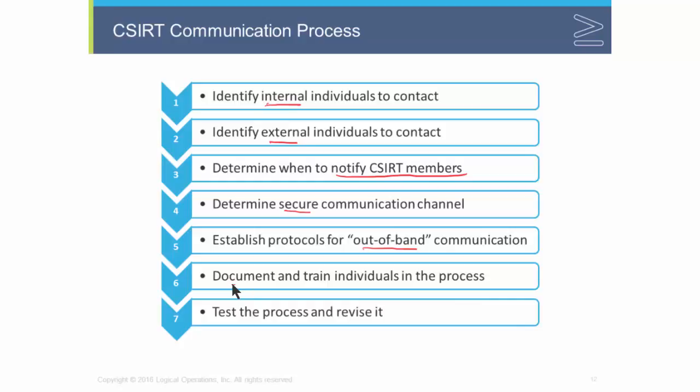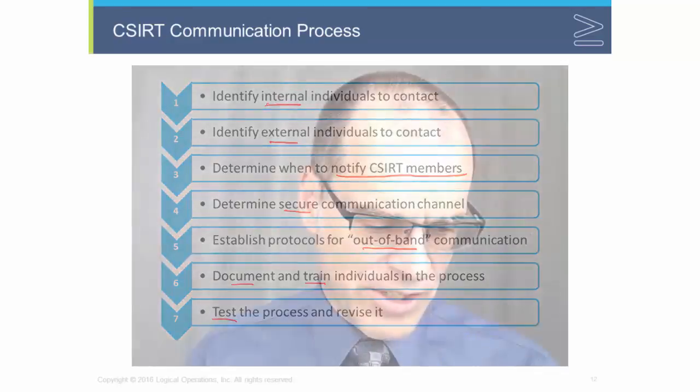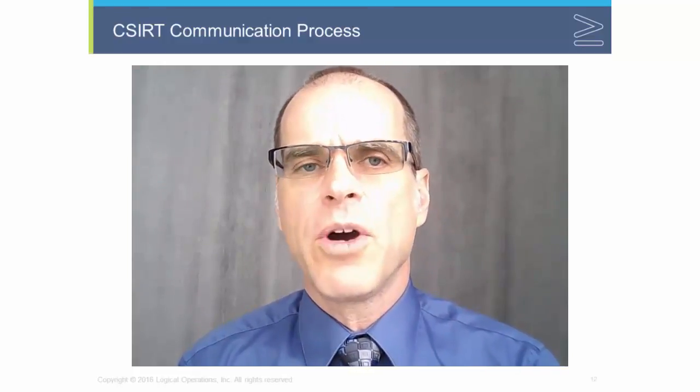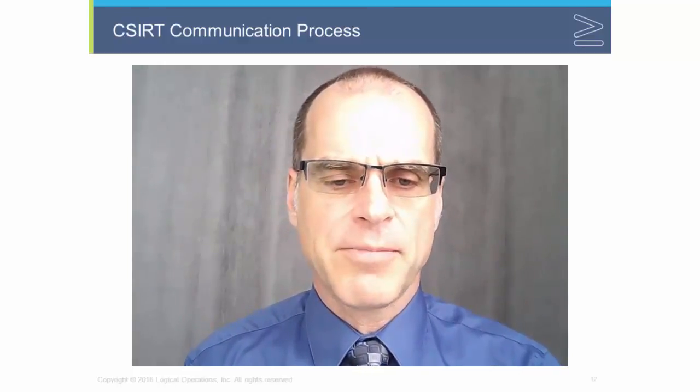We need to make sure that everything is clearly documented and everyone is properly trained so that they understand their role in the process. And remember that if you don't test it, then you really don't have a functioning process at all. Now, of course, there are many different individuals that could be involved in the incident, even people outside of the CSIRT team. We want to leverage those people as much as we can because they may be able to provide useful context and information regarding the incident.